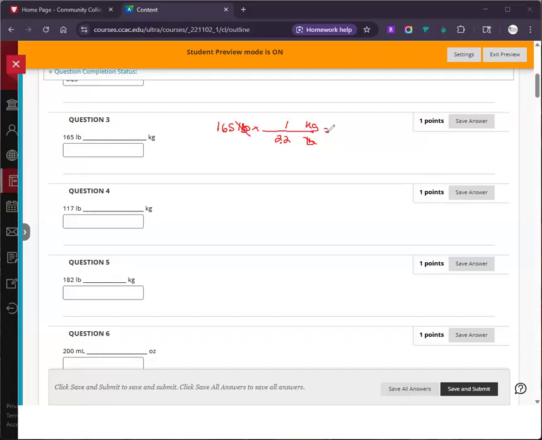Now, when I take my 165 and I divide by 2.2, I'm going to get an answer of 75. So that's it. That's my answer. I don't have to worry about rounding or anything like that. I just plug 75 into the box and I have my answer.